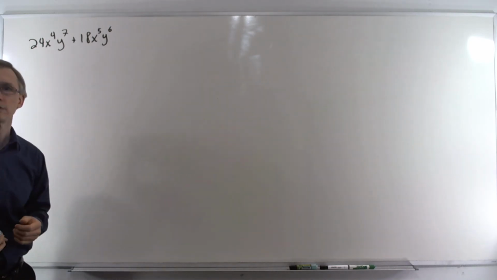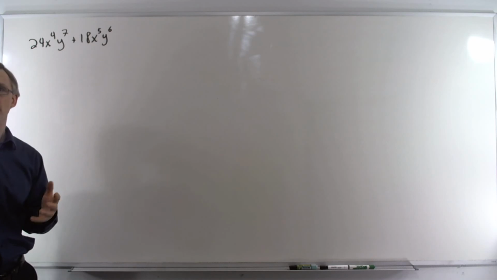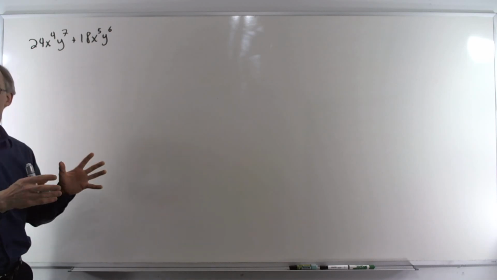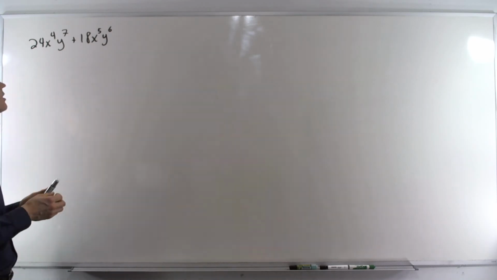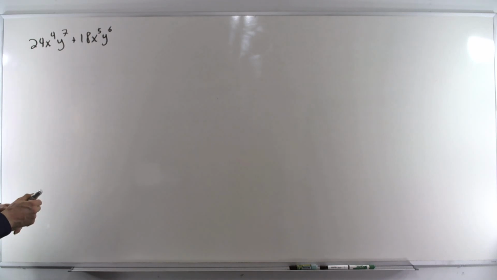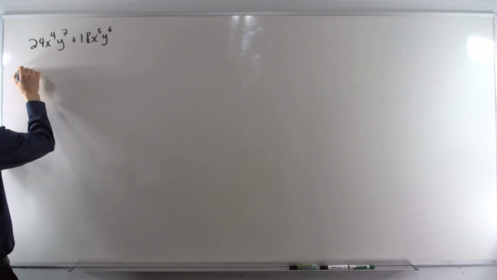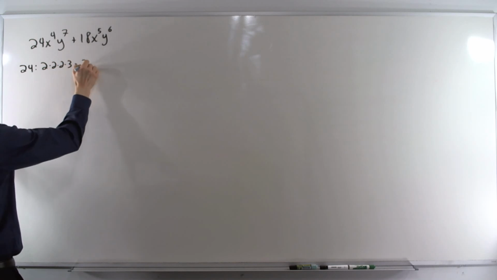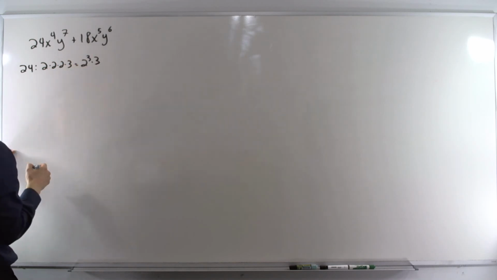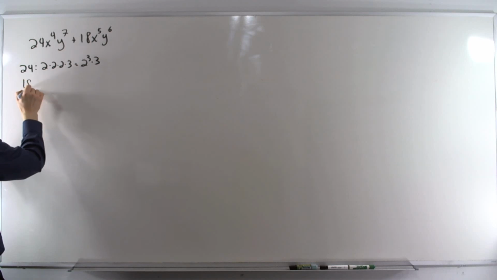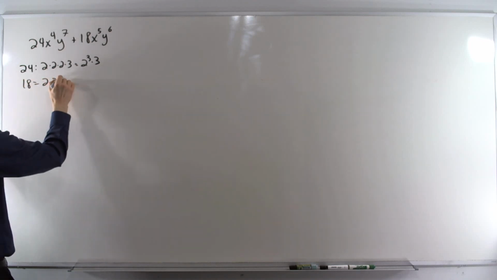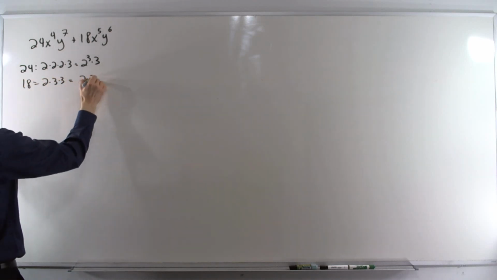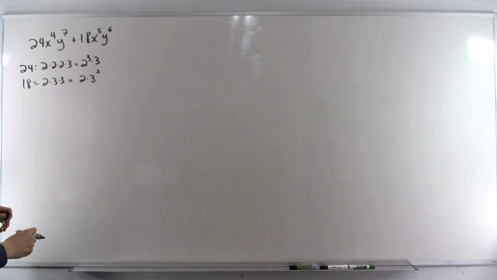All right, now we're going to see a little bit more concise approach to this. You can always do the expanding method. That's totally fine with me. But this one, it's a little bit faster. So we'll start with the numbers, 24 and 18. So 2 to the third times 3 for 24. And 2 times 3 squared for 18.